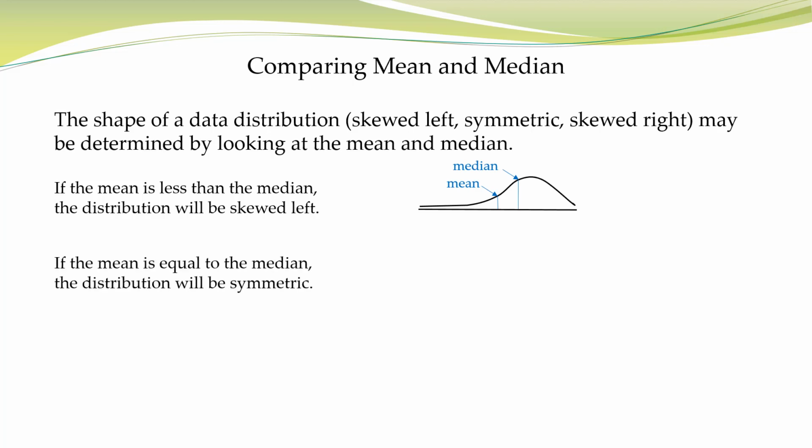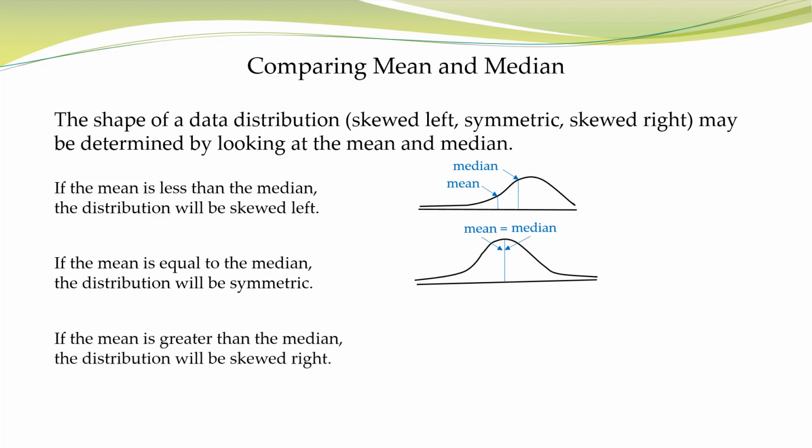If the mean is equal to the median, the distribution will be symmetric or bell-shaped. So the mean equals the median, they're both right in the center, and it's bell-shaped. If the mean is greater than the median, the distribution will be skewed to the right. So this time the mean is greater than the median, so we have skewed right. So we have 3 options: skewed left, symmetric, skewed right. And it all can be determined by the mean and median.